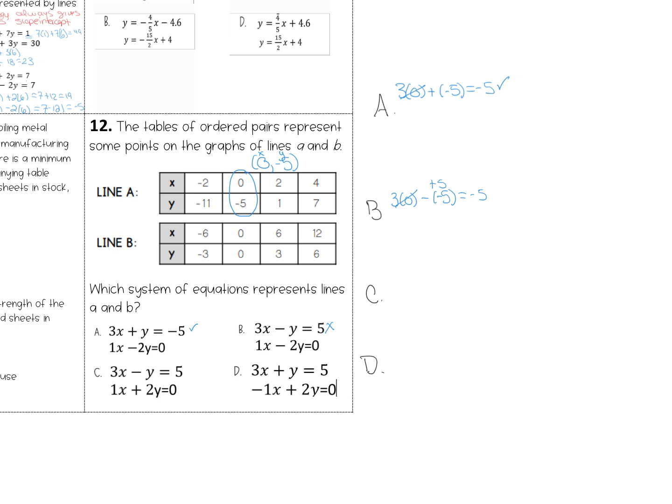I'm going to try the other one. 1 times x, which is 0, minus 2 times negative 5. 1 times 0 is 0. Negative 2 times negative 5 is negative 10. Negative 10 does not equal 0. It doesn't work here either. Get rid of answer B.